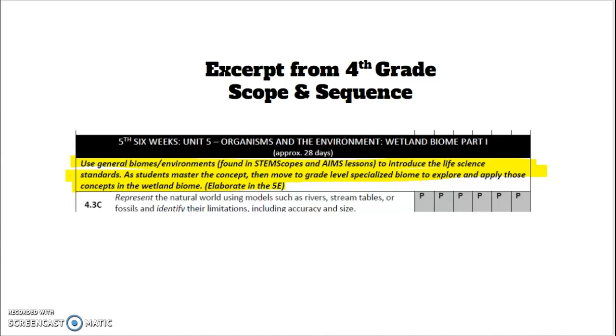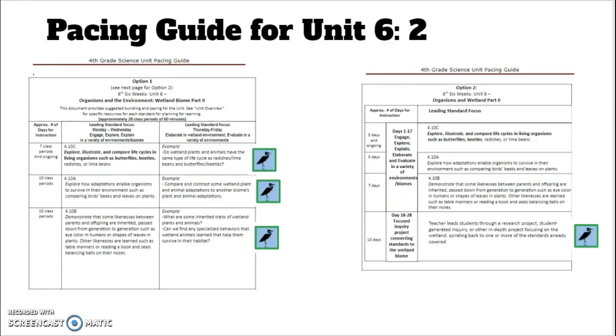We're going to take a look at the pacing guide to help us understand what exactly that means and looks like. Just like last 6 weeks, we have two options for the pacing guide. Option 1 is on the left and option 2 is on the right. This 6 weeks, we have 3 content standards. If you look at option 1, you'll see that it has been divided up into 3 mini units for the 6 weeks.